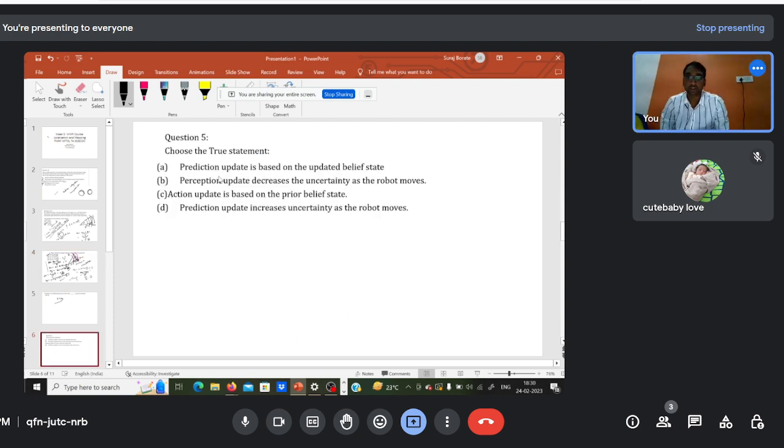Choose the true statement. Prediction update is based on updated belief state. Perception update decreases the uncertainty as the robot moves. Action update is based on prior belief state. And prediction update increases the uncertainty as the robot moves. Okay, so can you attempt this question? What is the answer?